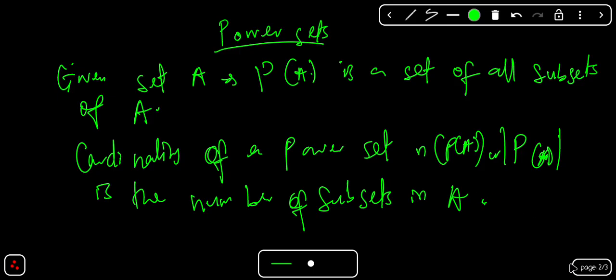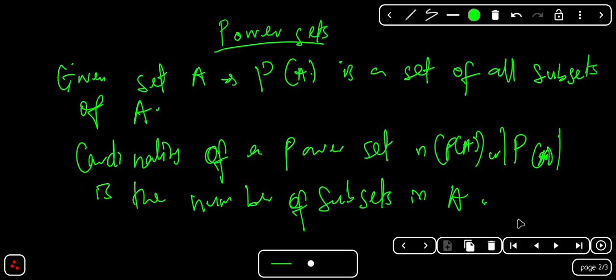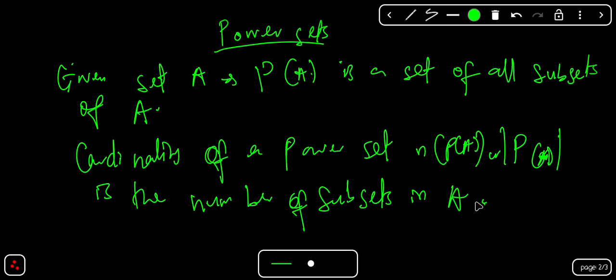All right, guys, so let's do some examples. Before the example, I would like to give us the formula for calculating the cardinality of a power set. The cardinality of a power set is given by 2 raised to the power of n, where n is the cardinality of the set A. Okay, now let's do this example.